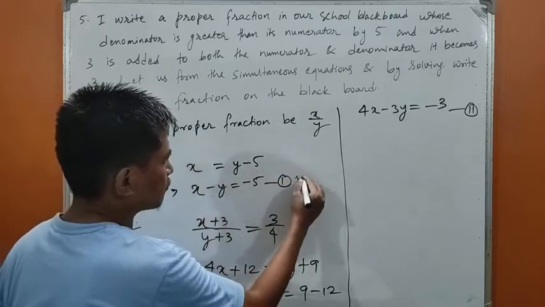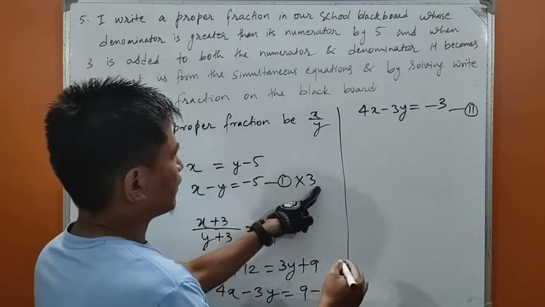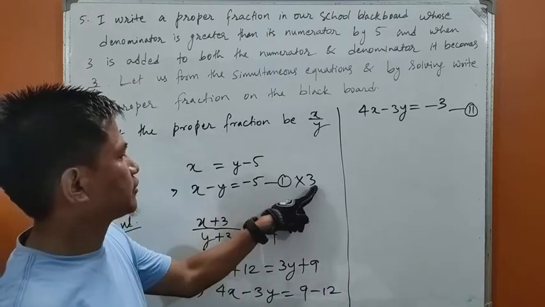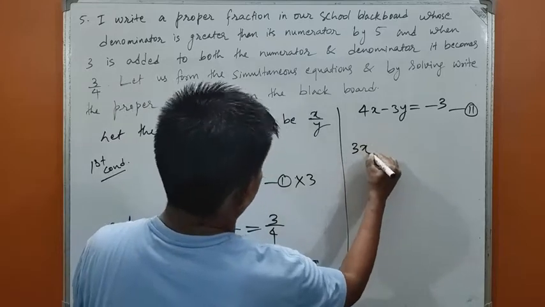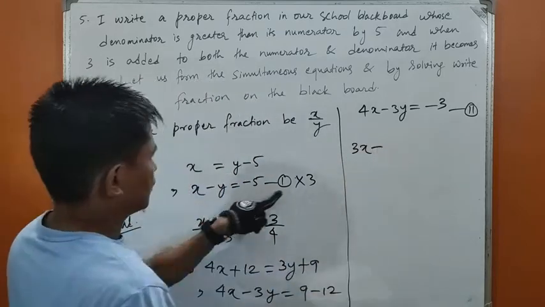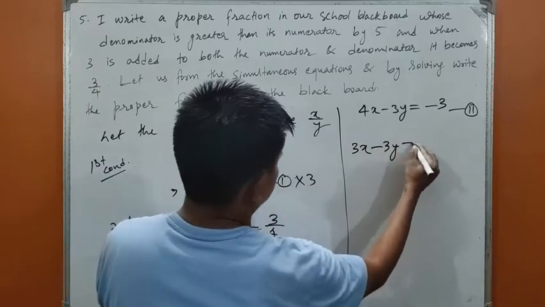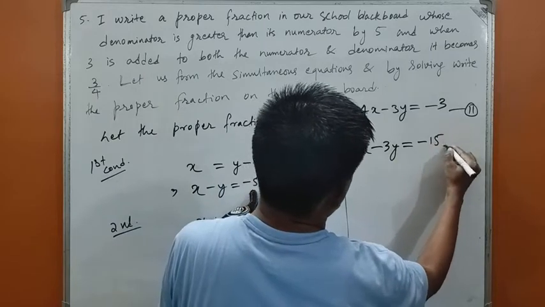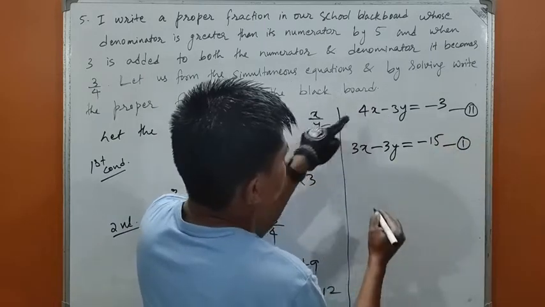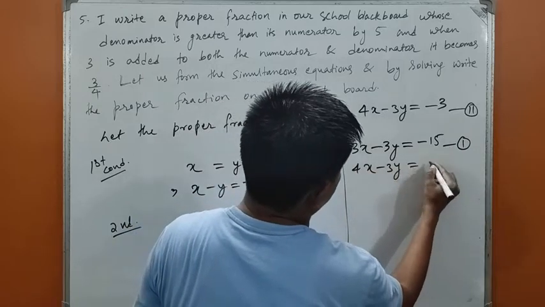Let us multiply equation 1 with 3, so this becomes equal. Now I'll rewrite equation 1 by multiplying with 3. 3 into x is 3x minus 3 into y is 3y equals to 3 5s are 15, that is minus 15. This is equation 1. And equation 2 we already have 4x minus 3y equals to minus 3.